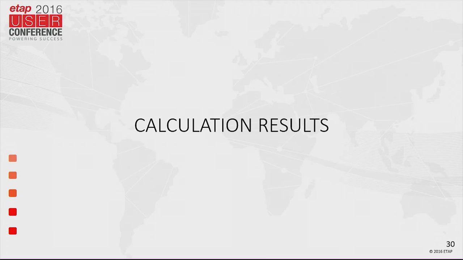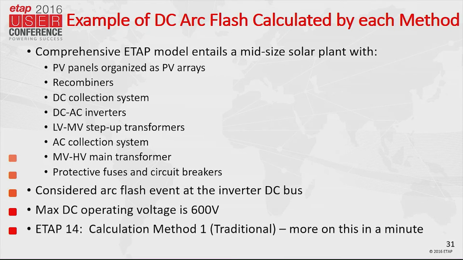So for our case study, we've got some calculation results from a real project. We took these three methods and see what we can learn from them. We had a comprehensive ETAP model that had been developed for a mid-size solar PV plant, where we had PV panels organized into arrays. We had recombiners, DC collection systems, inverters, and all the stuff on the AC side to tie it back into the grid. What we did was look at the arc flash event at the inverter, or one of the inverter DC buses. That was only one location out of this whole model.